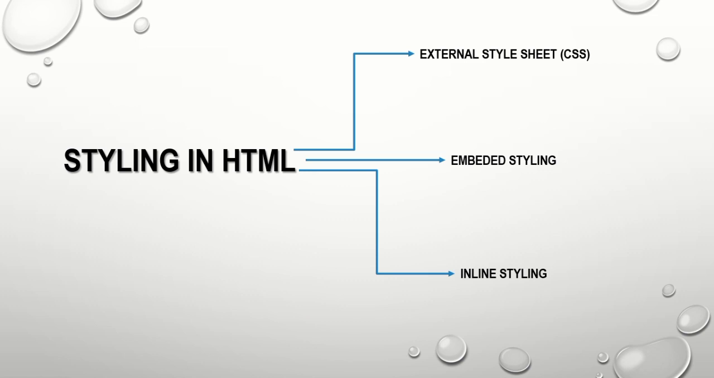Styling in HTML. Styling beautifies our HTML document. There are three ways of styling HTML documents. We have the external style sheet, that's the use of CSS, cascading style sheets. The embedded styling, that's when the style is used as an element in the head tag.